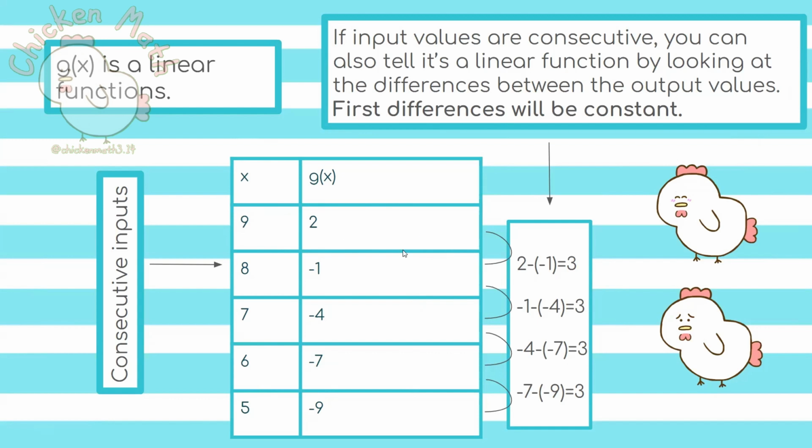The differences between 2 and -1, these two consecutive inputs' corresponding outputs, have a difference of 3. Then for the next consecutive inputs, -1 and -4, the difference is also 3, and so on. Since the differences of these outputs are constant and the inputs are consecutive, that also indicates that g of x is a linear function. This is just another way to determine that a function is linear from a chart. But again, keep in mind that the input values have to be consecutive.